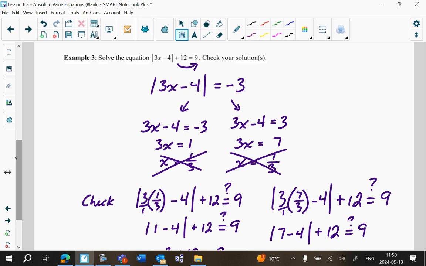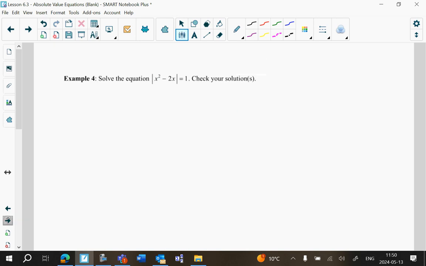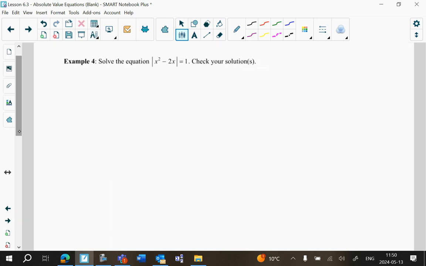Okay, last one. Oh, we got a quadratic. Why did I say that? What made me say that? What's that? You have two. You have an x squared. So right away, I'm thinking factoring at some point.